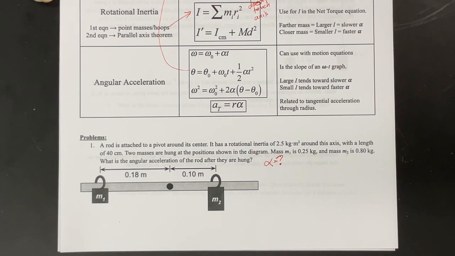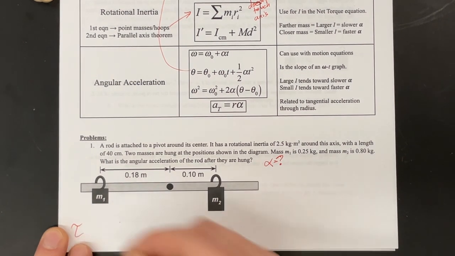Well, we have things hanging that will try to make the rod pivot. That is where we're looking at torques.